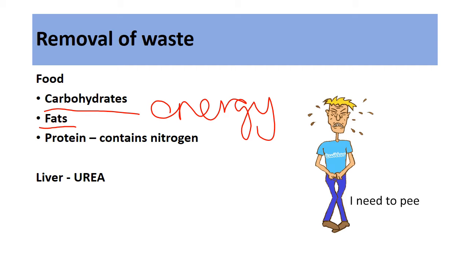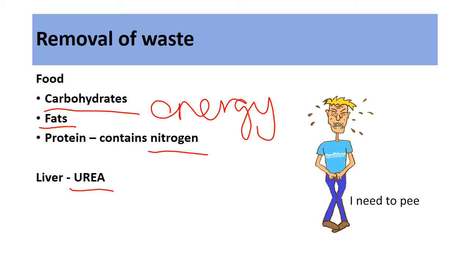It's toxic, and that's because it contains nitrogen. So your body can't store this. It needs to get rid of it. This happens in your liver. So your liver is going to convert the protein into urea, which is a less harmful form of the protein, but it still contains nitrogen, so it needs to be gotten rid of.